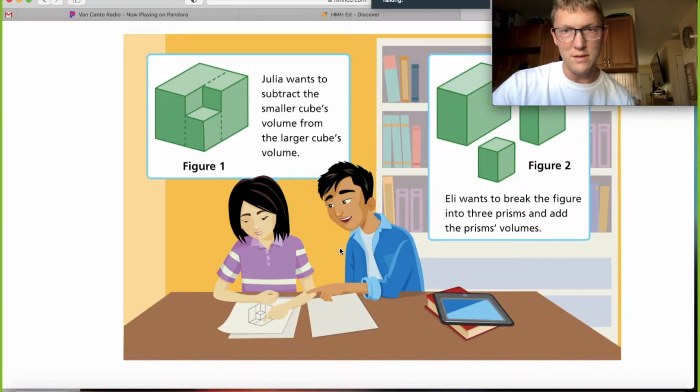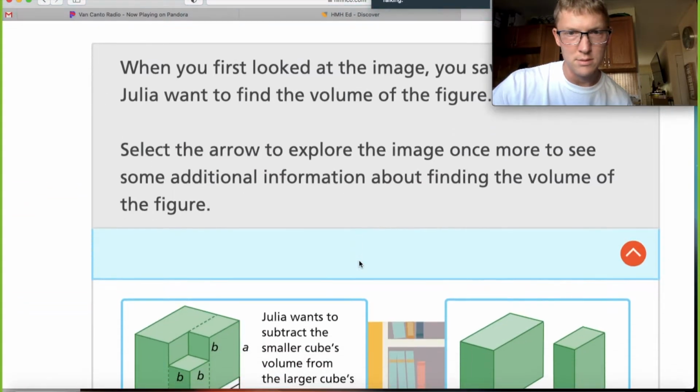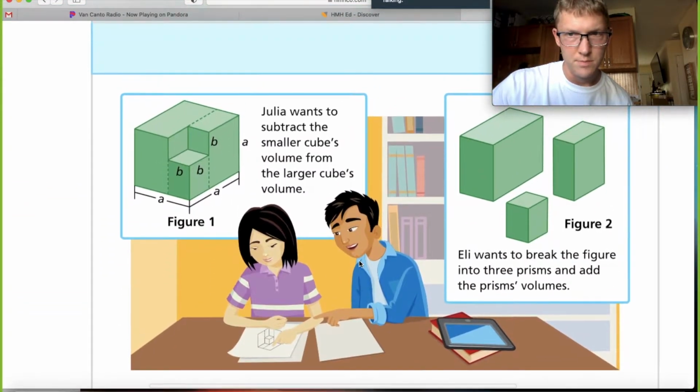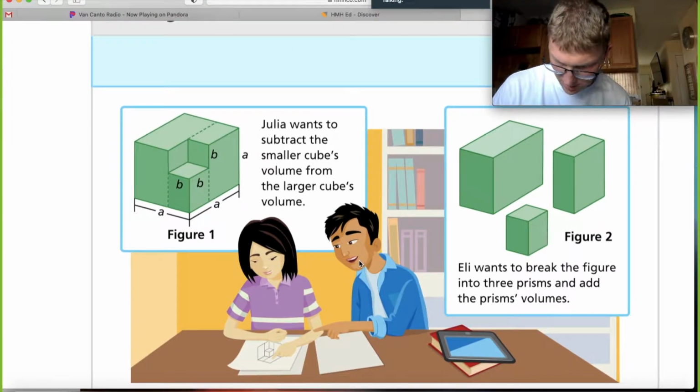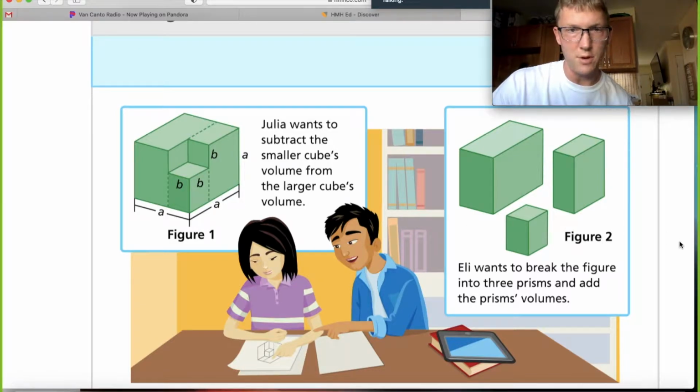The other way is that you can break it down into pieces, kind of like what they did. So you can break it down into the different pieces. This one right here is going to be A minus B. Then we've got A here. And then, rationalizing through, you can find the volume of each different piece and then just add those together.